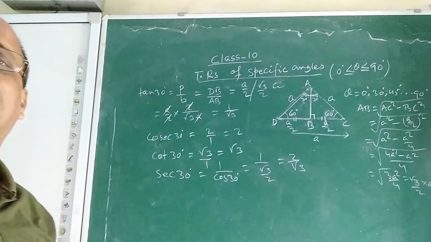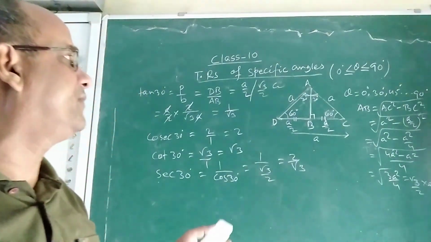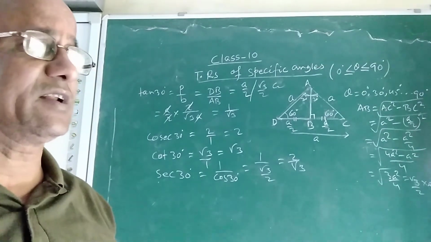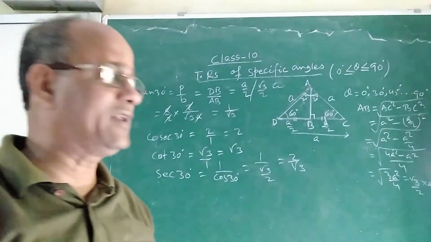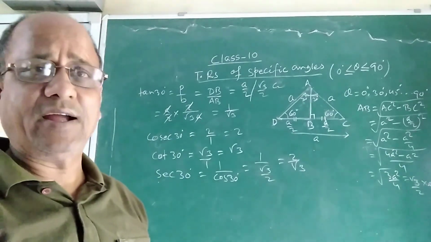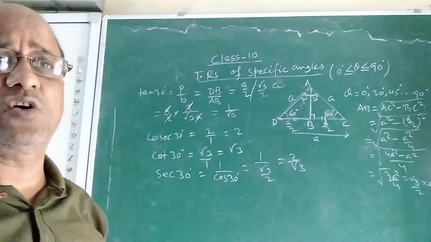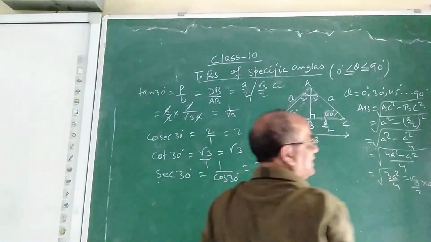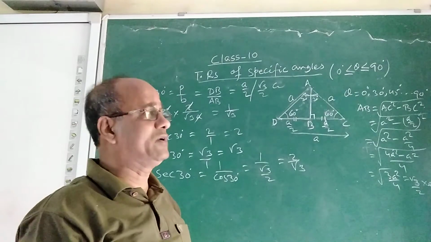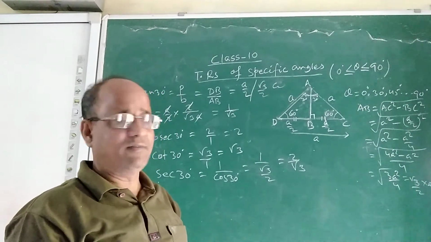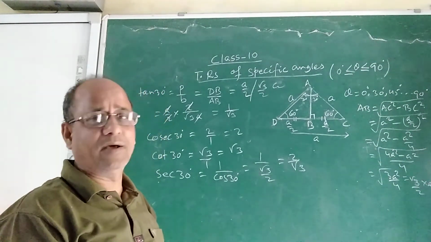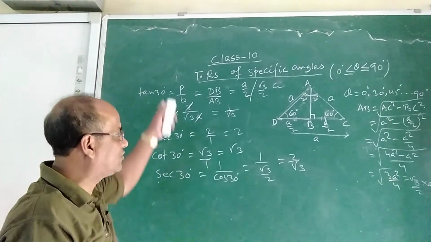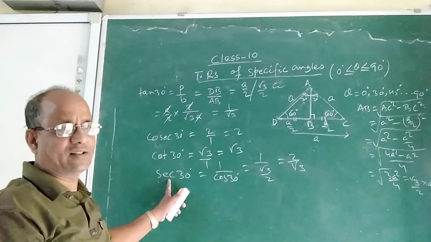In a similar manner, you can find the trigonometric ratios of 45 degree, 90 degree, 0 degree, 60 degree, etc. There is a table given in the book where you will find the values of all these trigonometric ratios for all angles lying between 0 and 90 degree. So you have to remember those values. If you can derive like this, very good, then there is no need to remember.